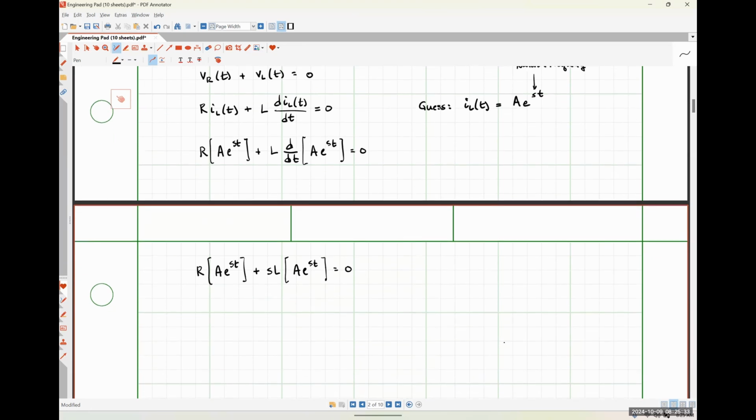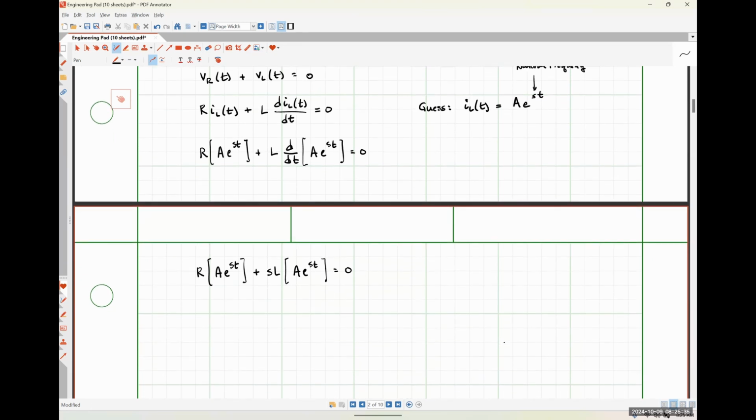And all I'm going to do now is just rearrange that slightly so that we can sort a couple of things out, okay? So I'm going to put the A over here on the left-hand side.